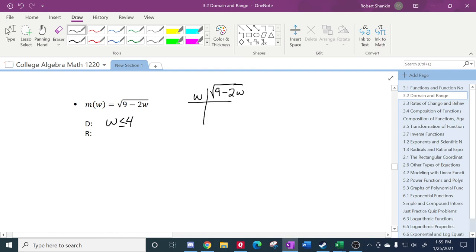If I use any number smaller than 4, even a negative number like negative 10, I'm going to get 9 minus 2 times negative 10 all under a square root. Well, that's 29, positive 29. So that's fine. Negative numbers are fine. And when you get all the way up to 4, you're still fine, because you get 9 minus 8, which is the square root of 1, which is 1.